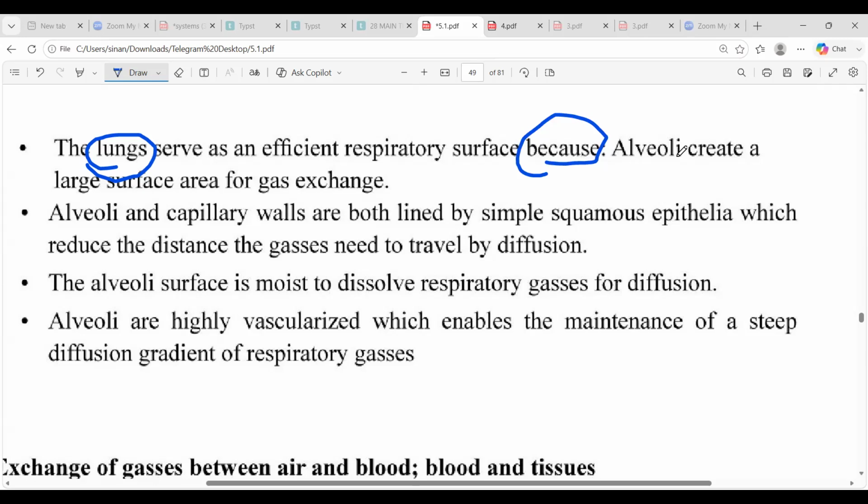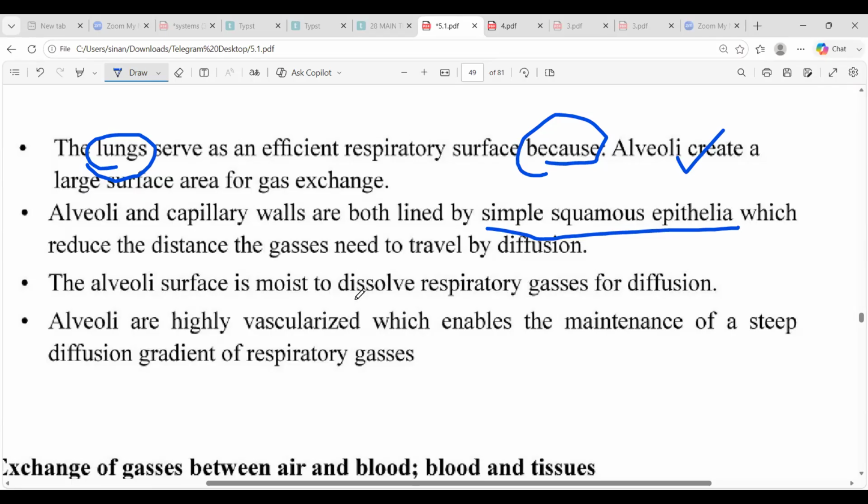Alveoli create a large surface area for gas exchange. Second reason, alveoli and capillary walls are both lined by simple squamous epithelia, which reduces the distance the gas needs to travel by diffusion. If it is reducing the distance the gas needs to travel by diffusion, in short, we can say it has what? It has thin walls. That's why the distance is reduced.